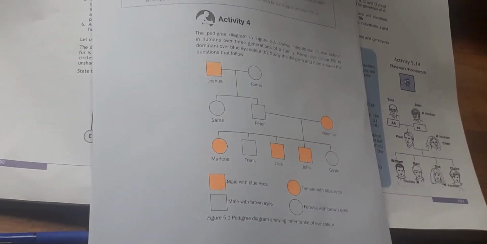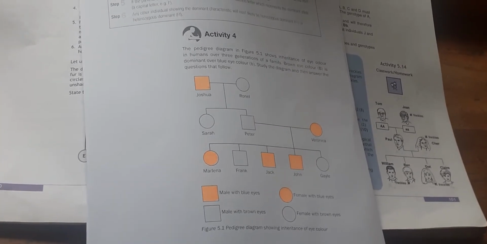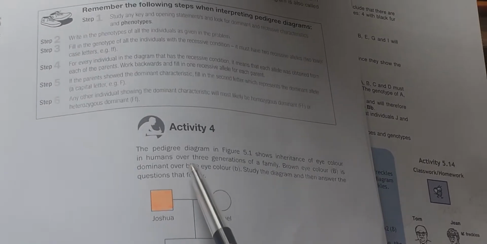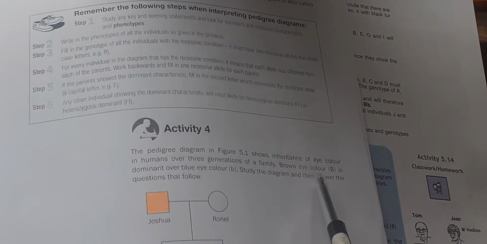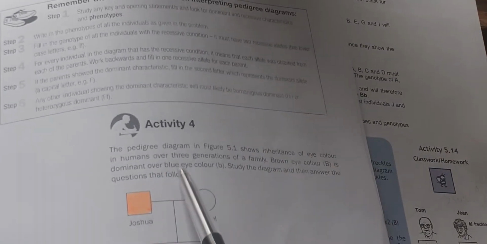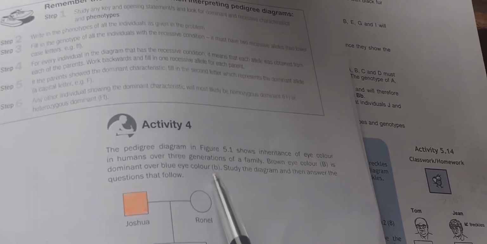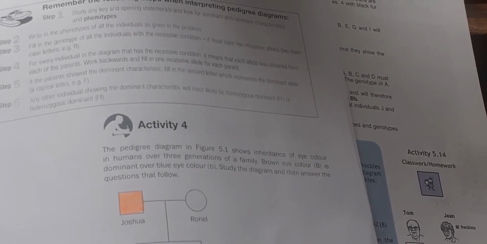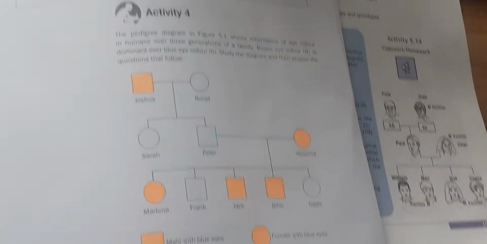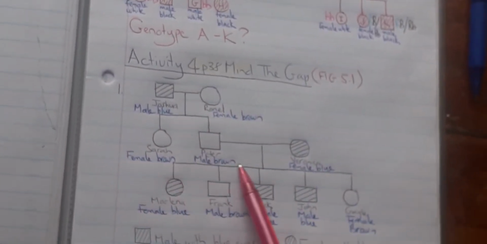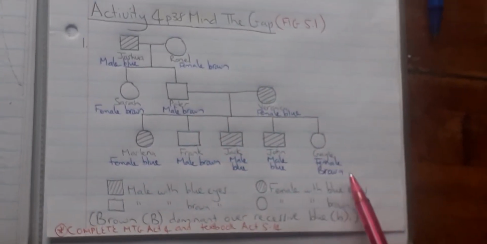Okay, so now, again, step 1 is we read the extra information. This diagram shows inheritance of eye color in humans over 3 generations. Brown eye color is dominant, hence the capital B allele, and blue color is recessive. Right, so step 2, we fill in the phenotypes. Okay, so here we filled in all the phenotypes. Check that yours matches mine.